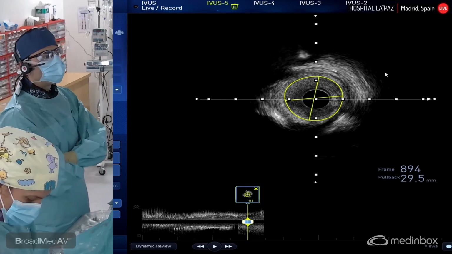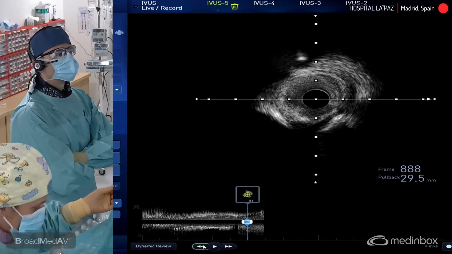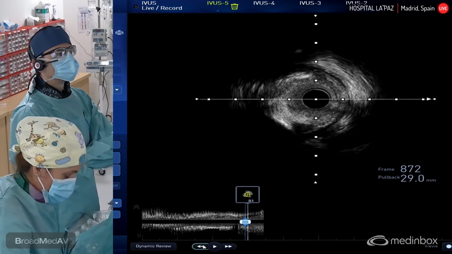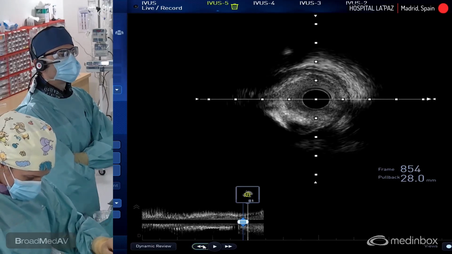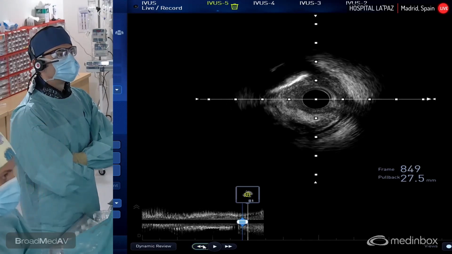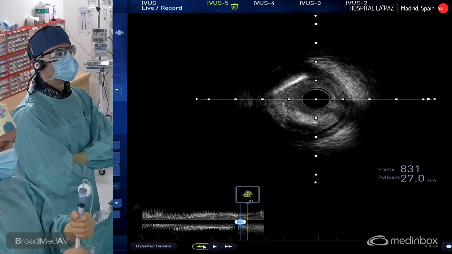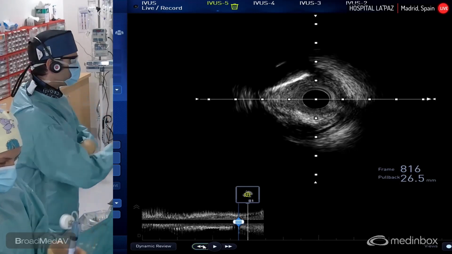It's in the limit. Okay. Go frame by frame distal, please. Okay. Please. Continue. The vessel is not too big. It's quite severe here. Okay.